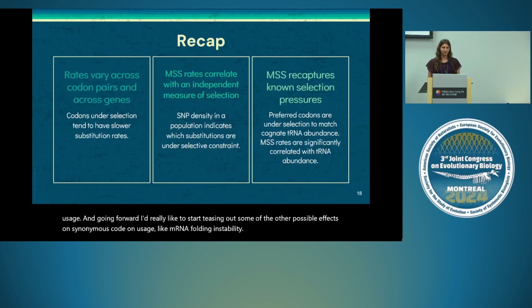But to recap, I've explained to you the MSS model, which is capable of detecting this synonymous rate variation across different codon-codon substitutions. These MSS rates correlate with independent measures of selection on synonymous codons. And it's capable of recapturing known selective pressure on tRNA abundance and efficiency.